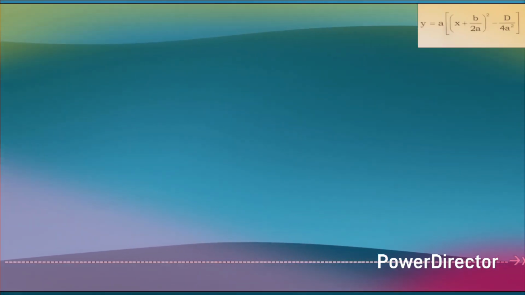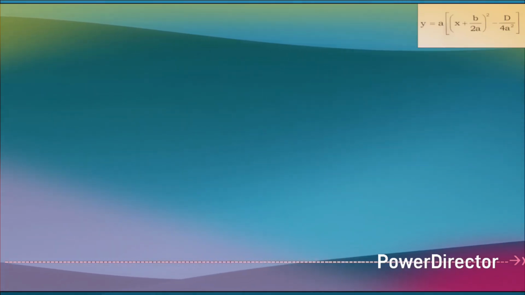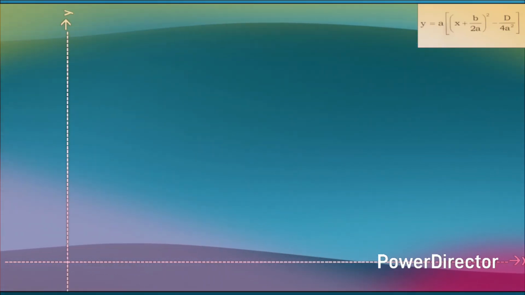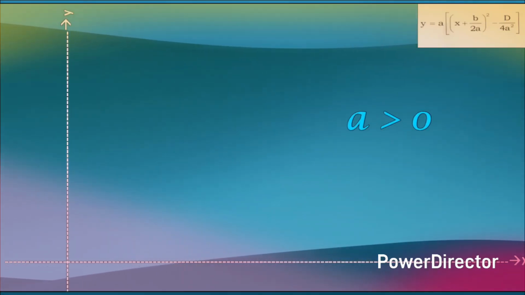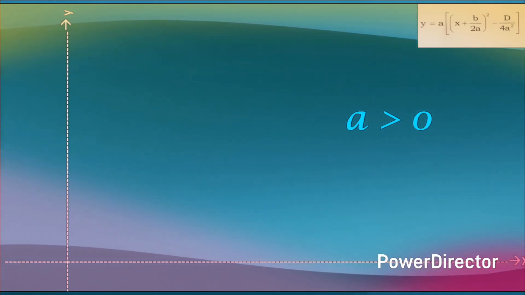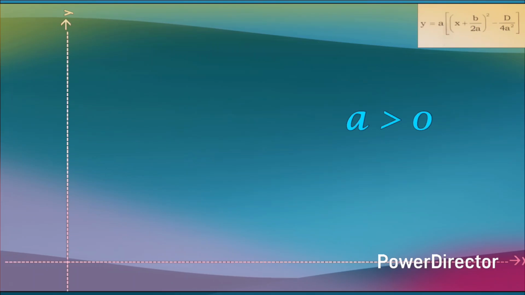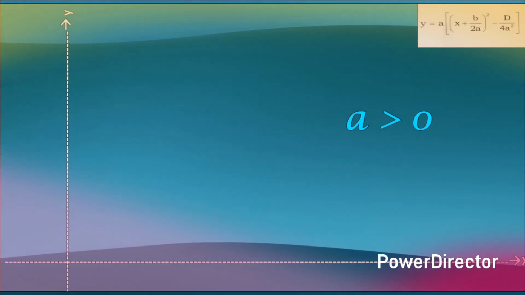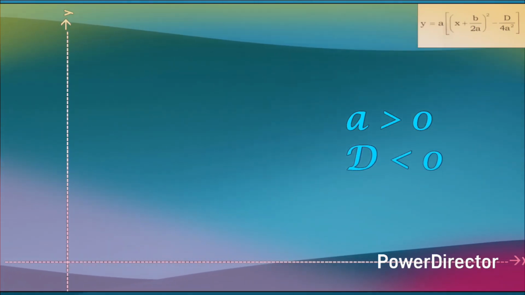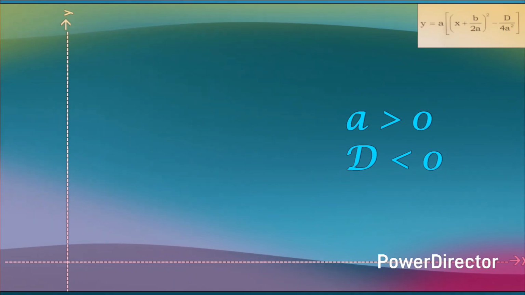We have modified the quadratic expression in terms of y and x by the completing square method. You can see on the screen. As you know, for plotting a graph, x and y axes are required, and we have taken a graph. First of all, for a greater than 0, and simultaneously d less than 0, that is the discriminant is less than 0, what would be the graph?